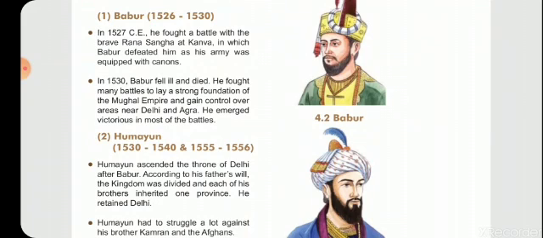In 1530, Babur fell ill and died. He fought many battles to lay a strong foundation of the Mughal empire and gain control over the area near Delhi and Agra. He emerged victorious in most of the battles. Now in 1530, what happened? Babur died because of the illness, and he had fought many battles near Delhi and Agra so that the foundation of his Mughal empire became stronger, and in most of the battles he got victory.